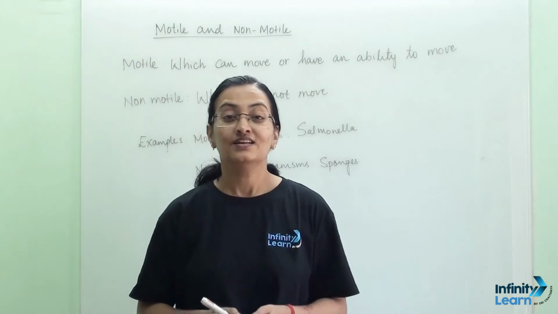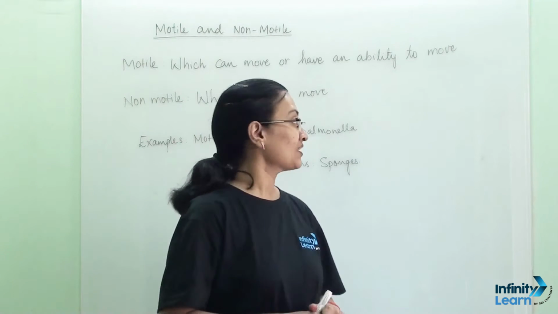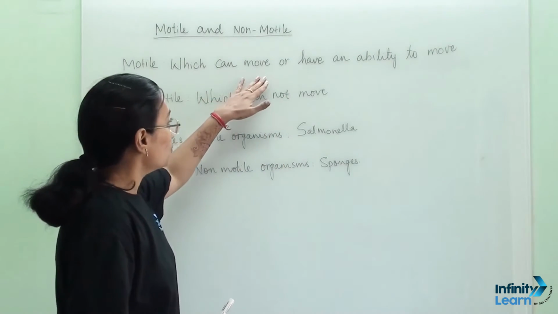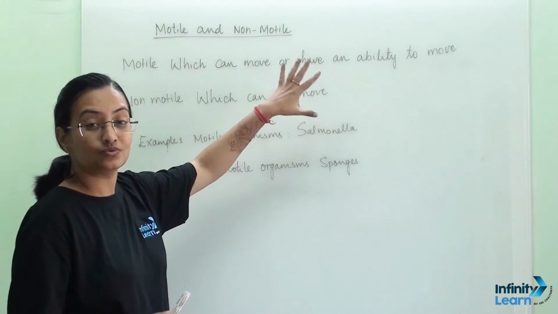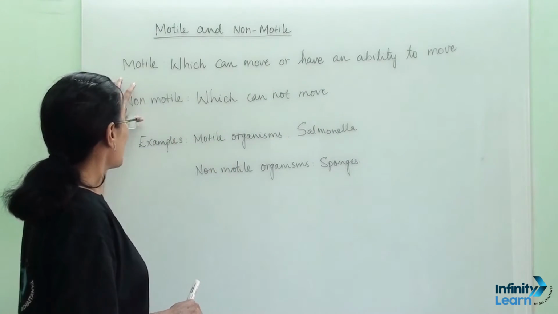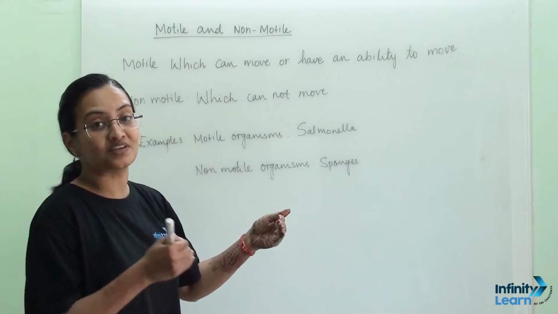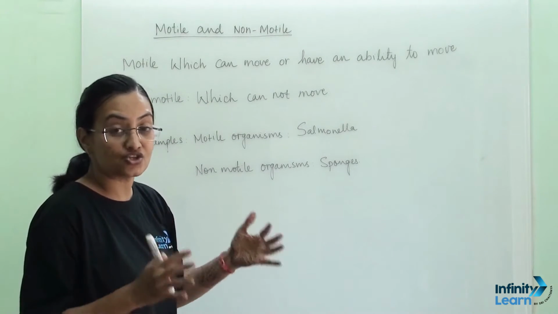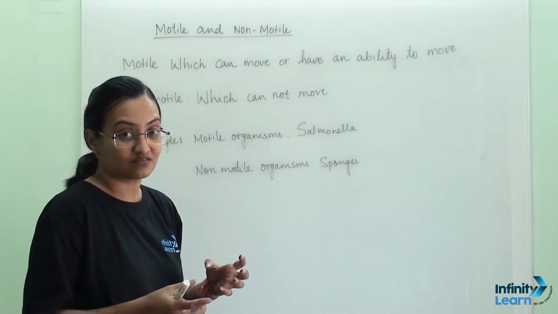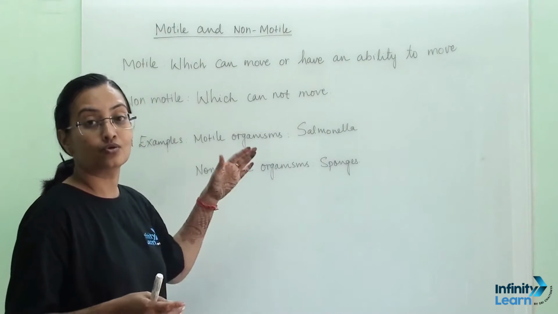Hello students, let us understand today motile organisms and non-motile organisms. So what are the motile organisms? Those which can move or have an ability to move are all referred to as motile organisms. Now what are the non-motile organisms? The organisms which cannot move from their place. They have a stationary position or they are stuck to the ground or any surface, so they cannot move. So they are referred to as non-motile organisms.